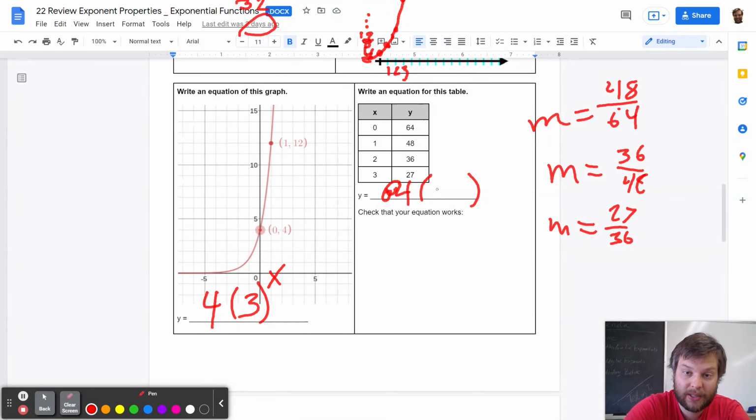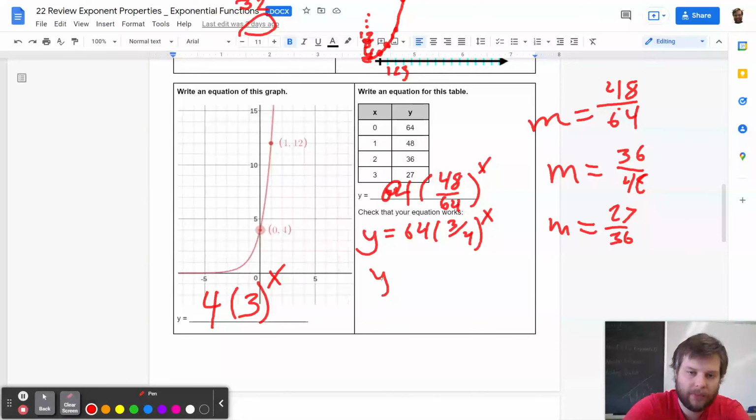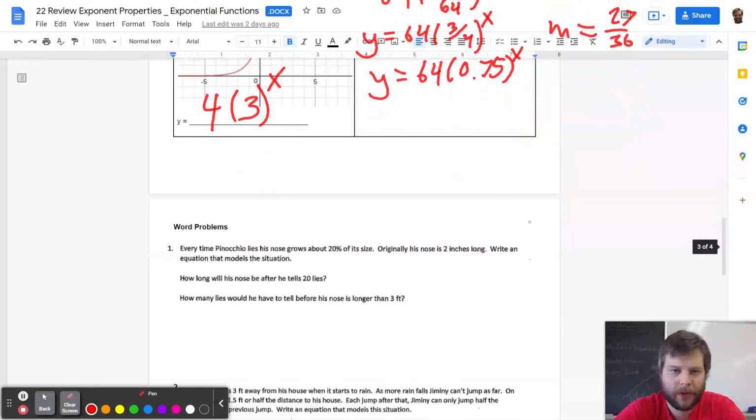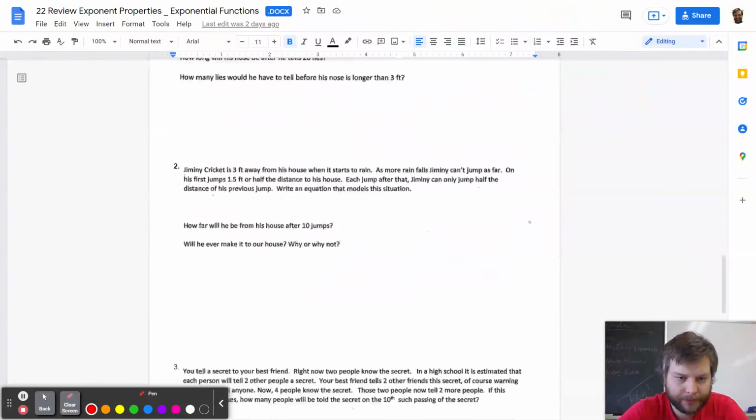You don't even need to simplify your m down. I will accept this answer. But if you want to simplify it, you could write 3/4 to the x. If you are one of those people who suffers from decimalitis, you can do 0.75. It's all correct. Sliding on down just a little bit more, I'll do 2 of these word problems and call it good.